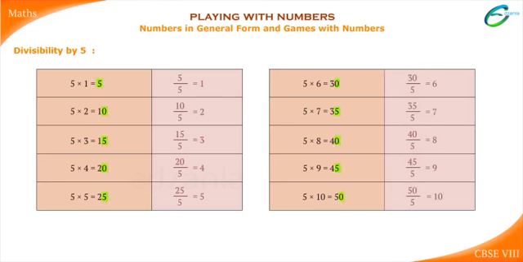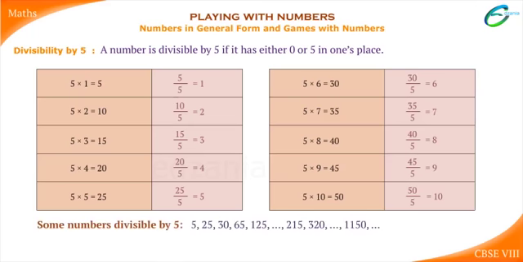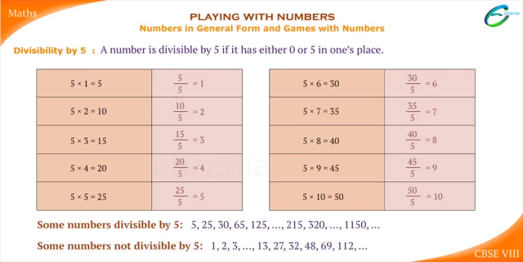Notice that all the numbers which are divisible by 5 have either 0 or 5 in ones place. So we can state that a number to be divisible by 5 must have either 0 or 5 in ones place. Remember that a number is divisible by 5 if it has either 0 or 5 in ones place. Here are a few numbers which are divisible by 5 and a few which are not divisible by 5.